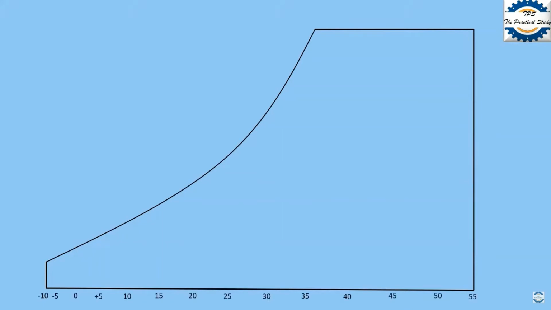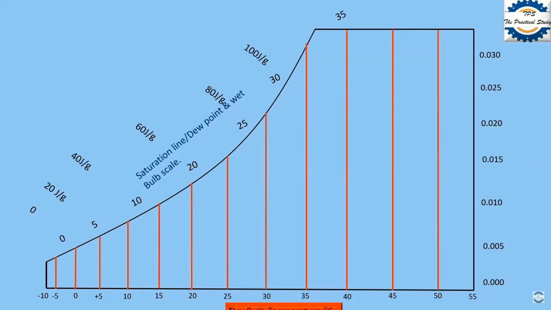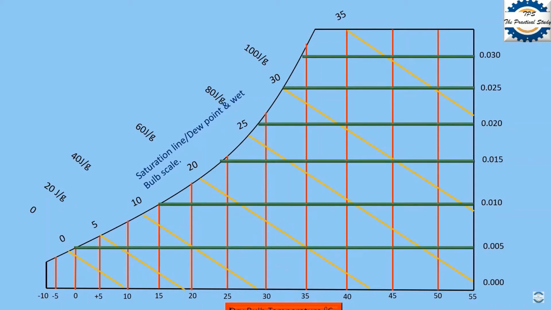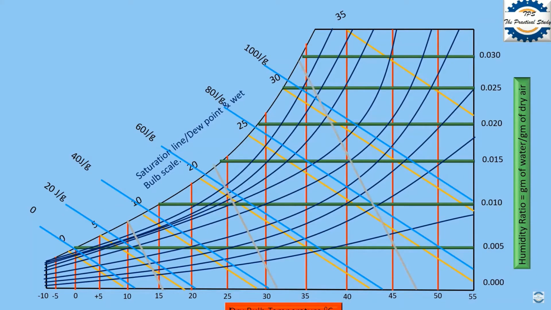First we have drawn the scale of dry bulb temperature, then scale of humidity ratio, then scale of enthalpy, then scale of wet bulb temperature, saturation line, dew point temperature scale. Now draw the dry bulb lines. Now draw the wet bulb lines. Now draw the humidity ratio lines. Now draw the relative humidity lines. And now draw the enthalpy lines. Now draw the specific volume lines.